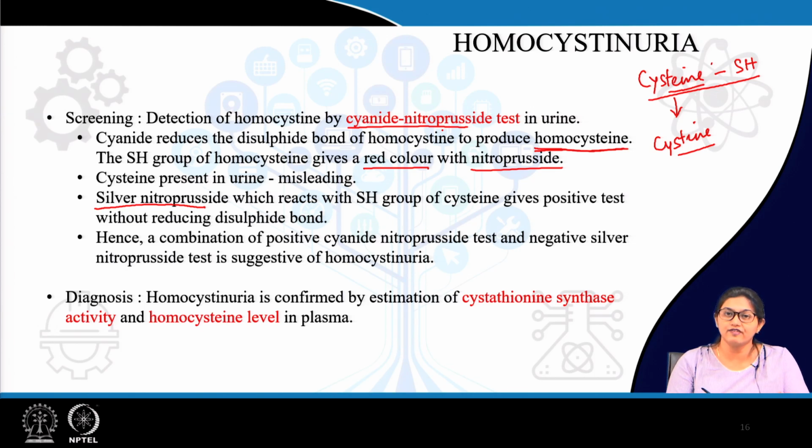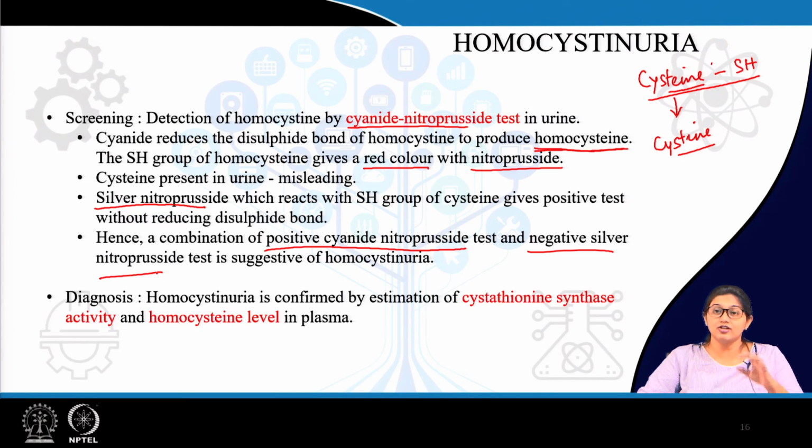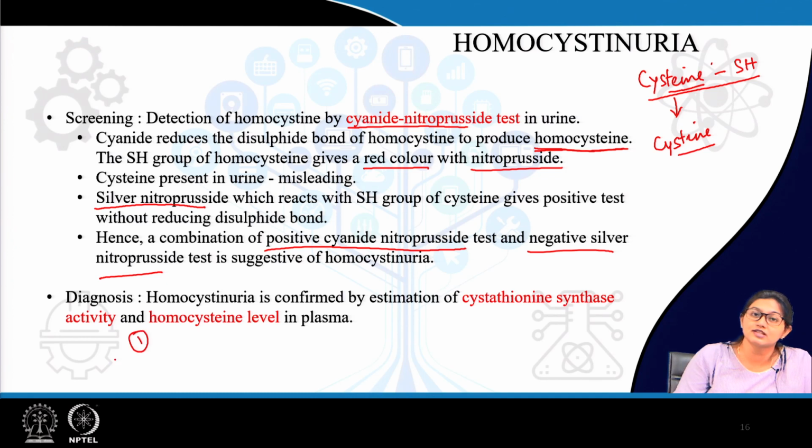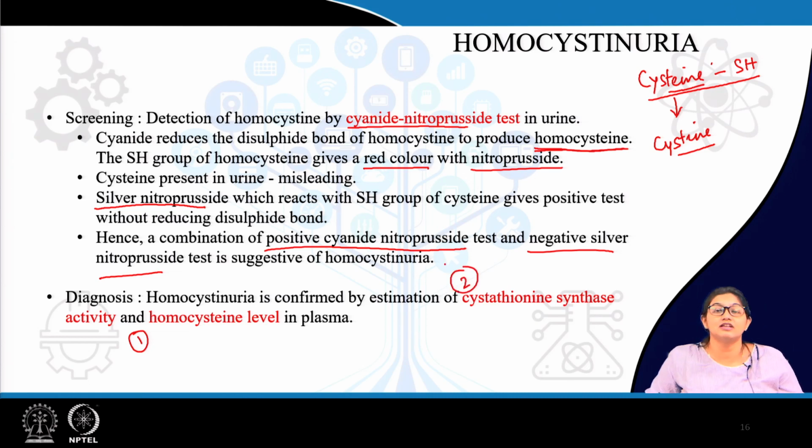So, what will be the effect? There will be a positive cyanide nitroprusside test, but a negative silver nitroprusside test in case of homocystinuria. But remember, this is only a screening test. What is the confirmatory test? By detecting the homocysteine level in plasma and also measuring the activity of the cystathionine synthase enzyme. So, these are the confirmatory or diagnostic tests for homocystinuria.